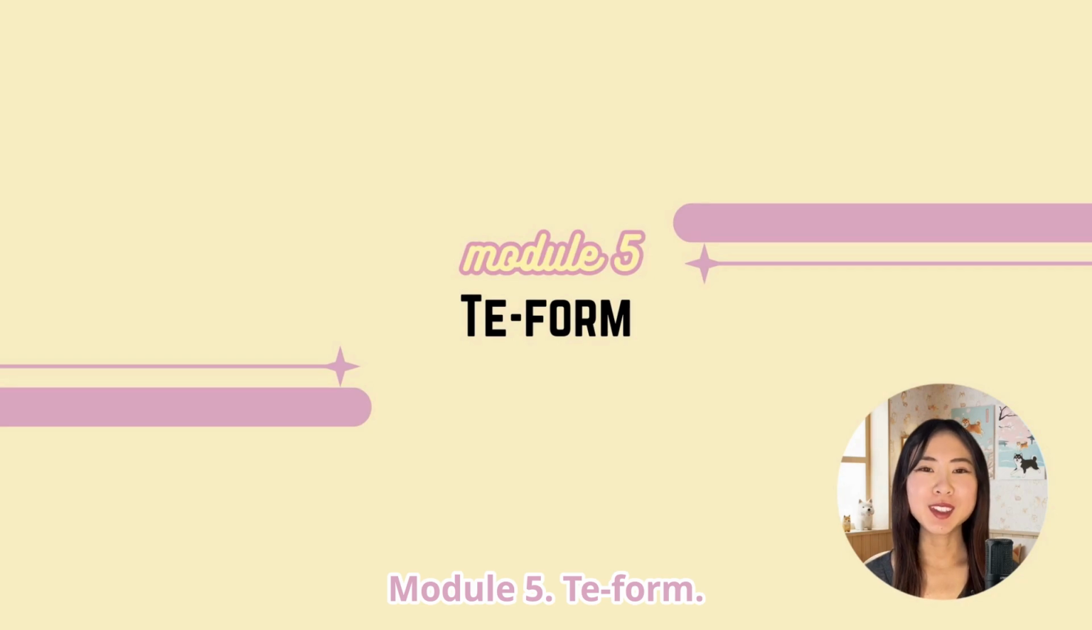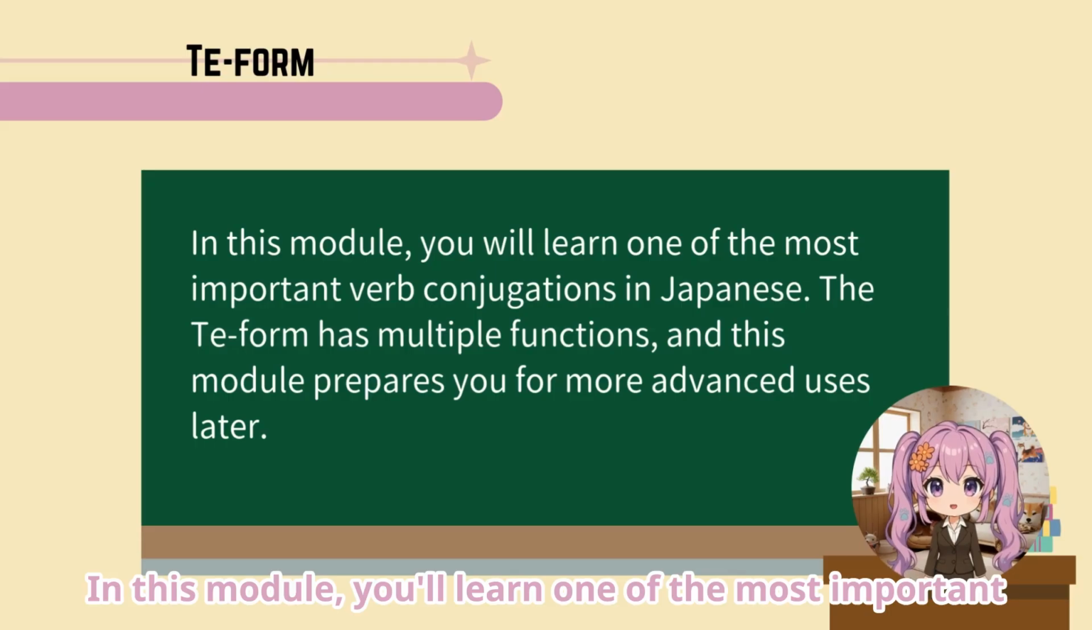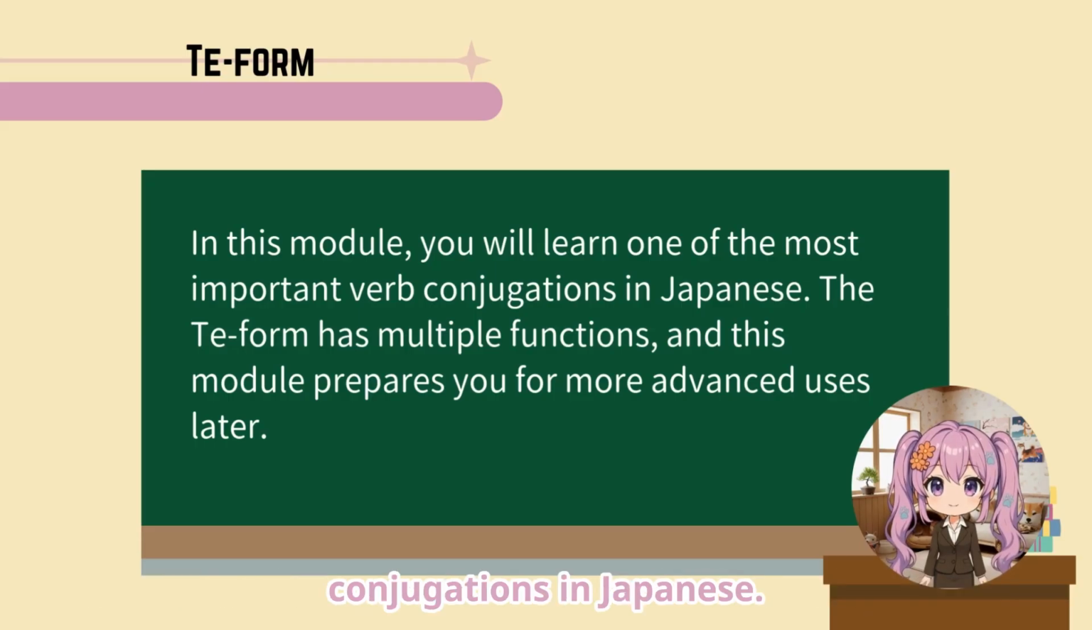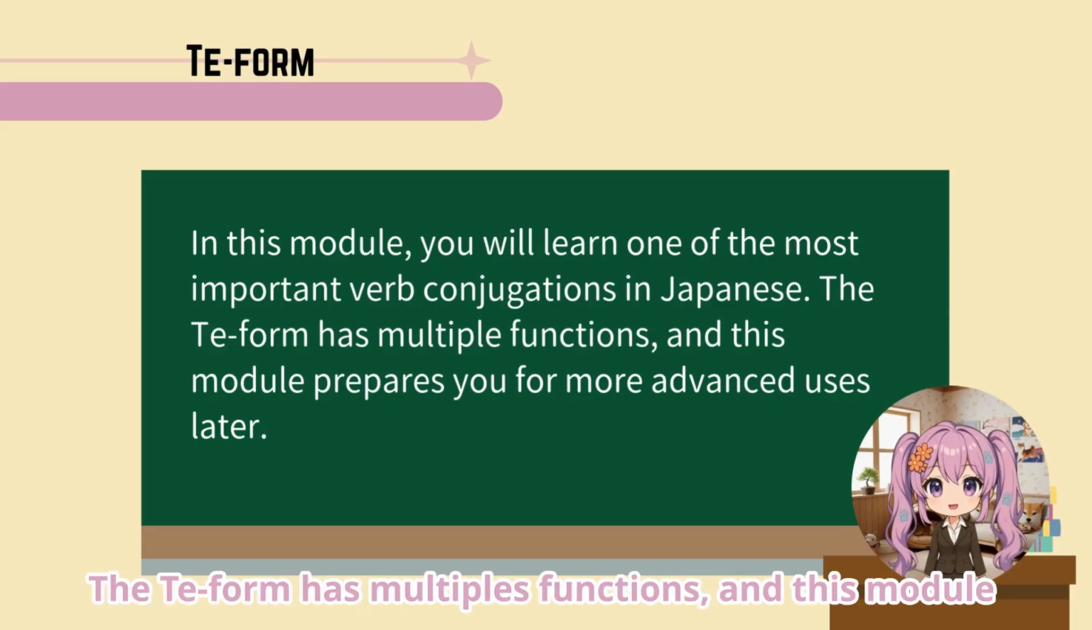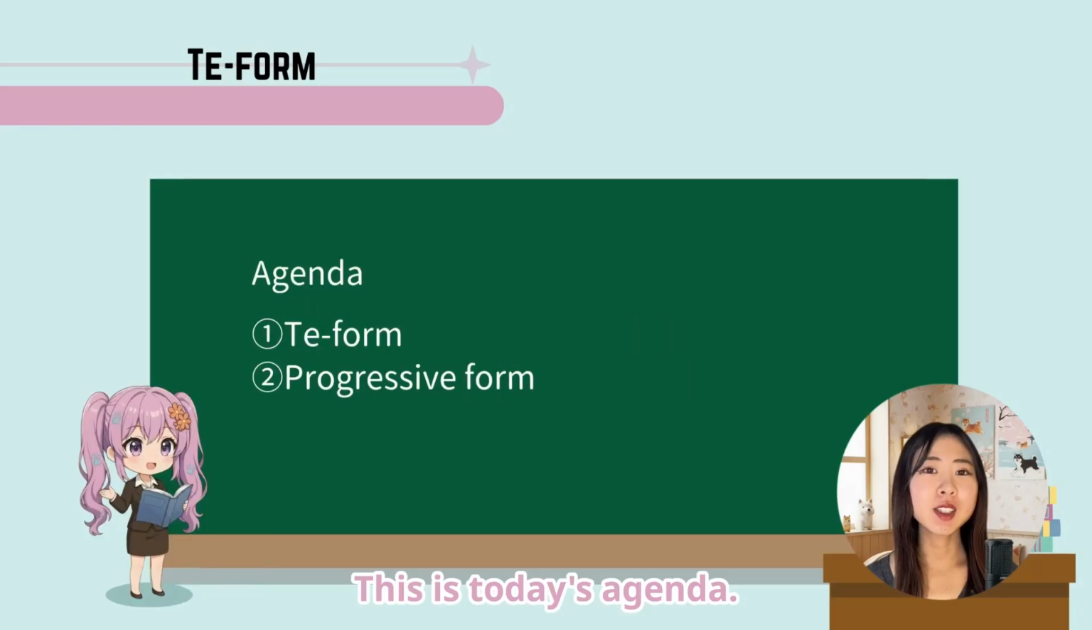Module 5: Te form. 今日もよろしくお願いします。 In this module, you will learn one of the most important verb conjugations in Japanese. The te form has multiple functions, and this module prepares you for more advanced uses later. This is today's agenda: te form, progressive form.